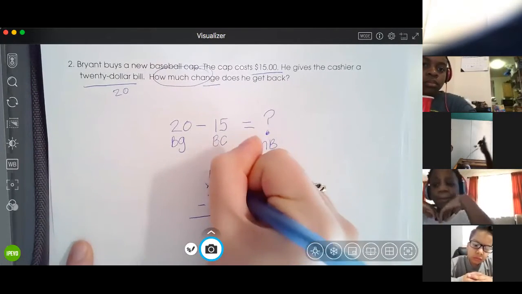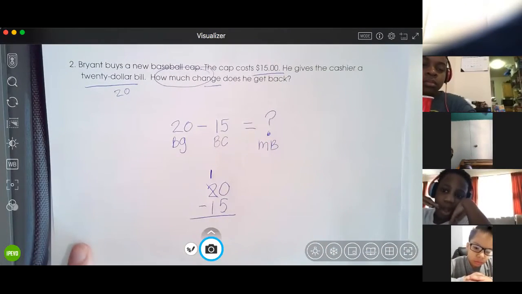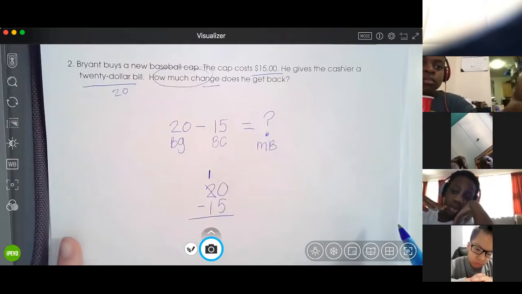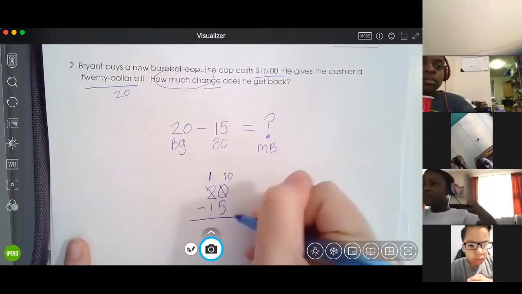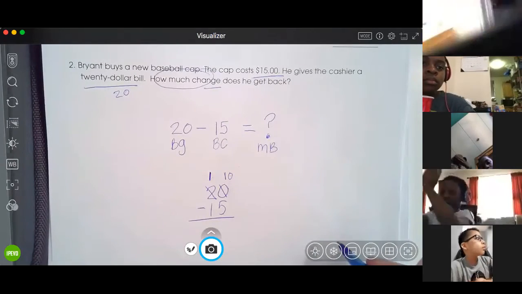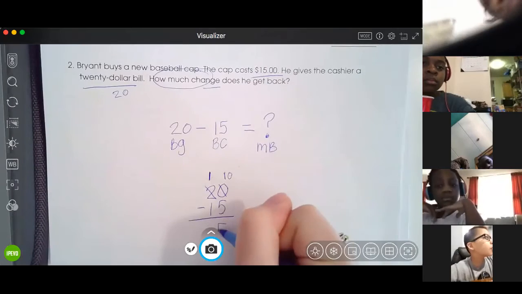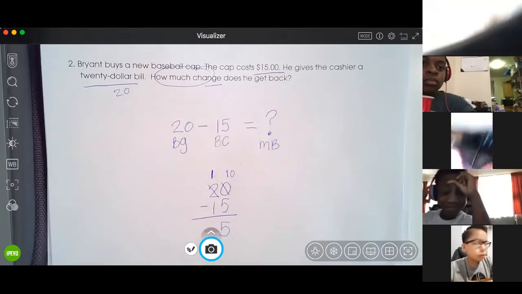Great, we're gonna borrow from this 2. We're gonna take one of the 10s away. So we're gonna leave a 1 here left over. We're gonna leave 1 ten. What am I gonna put here? Put a 10. Great. All right, now can we do it, Naima? Yep. Great, so now 10 minus 5 is? 5. 1 minus 1 is? 0. All right, so our answer is 5.